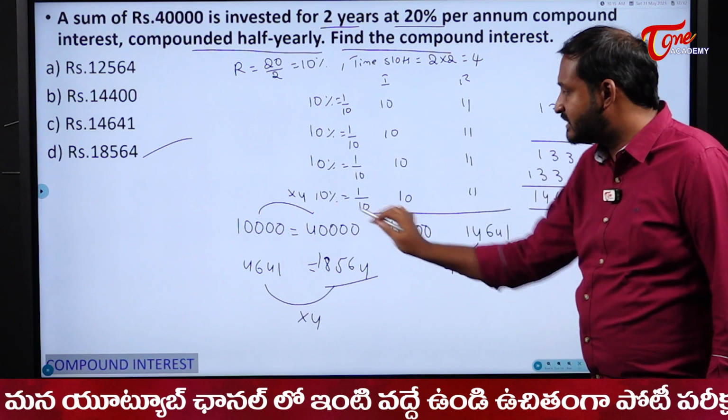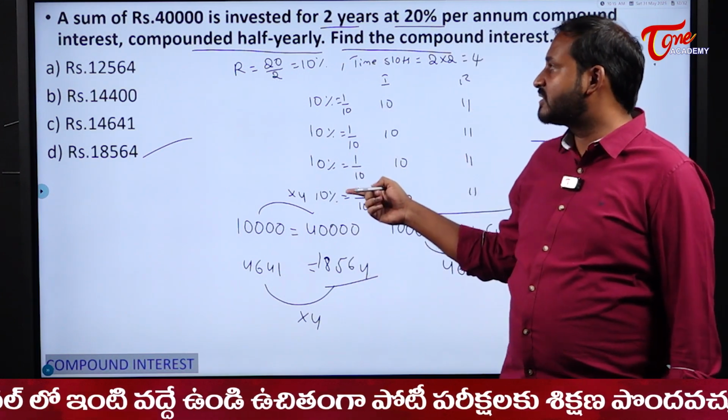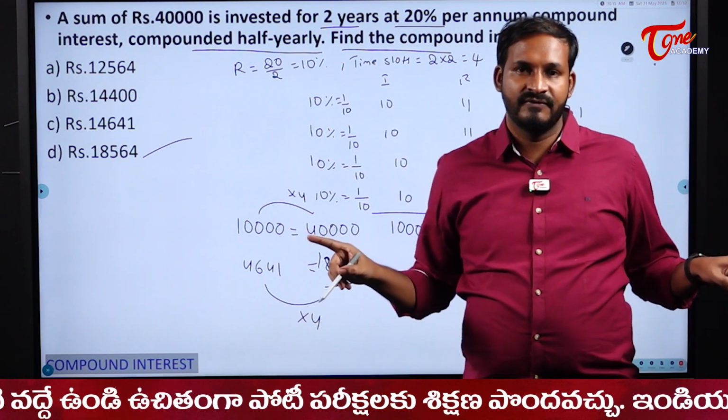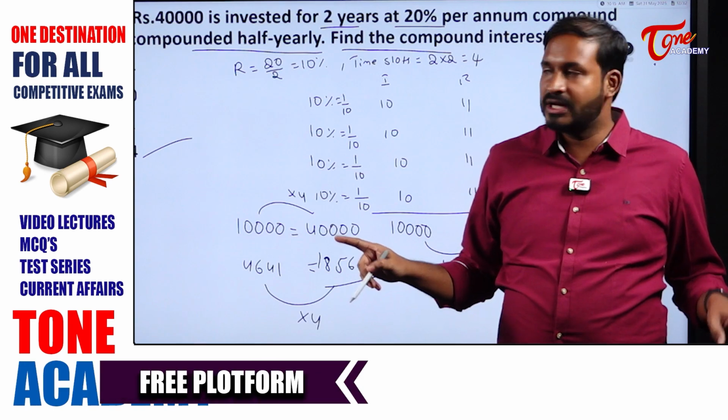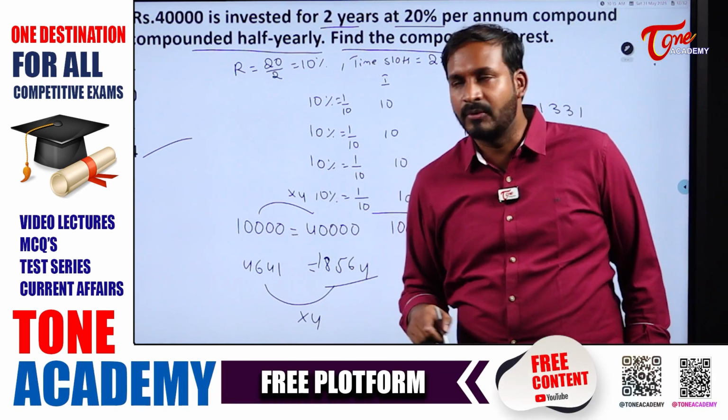See students, the major portion remains the same. The only thing that changes here is time slots increase and rate of interest becomes half. That's it. Okay. This is how we are going to calculate for compounded half yearly.